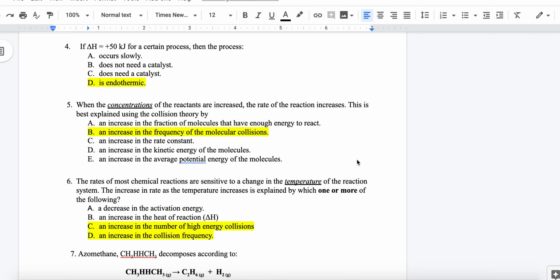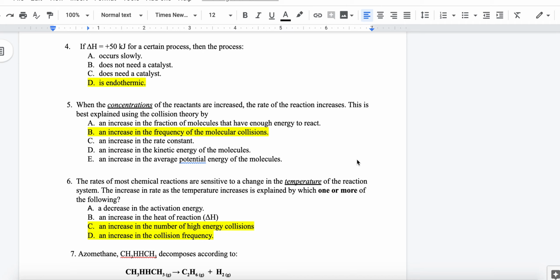Question 5. When the concentration of the reactants is increased, the rate of the reaction increases. How is this best explained using collision theory? So remember, the various parts of collision theory that we have to consider are the number of collisions, the fraction of collisions that are colliding at the correct orientation, and the only thing that will change that is a catalyst, and the fraction of collisions with sufficient energy.